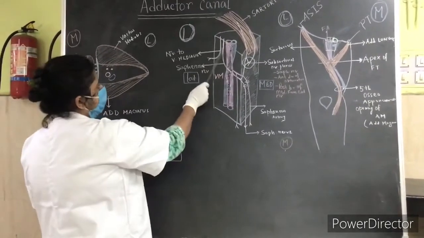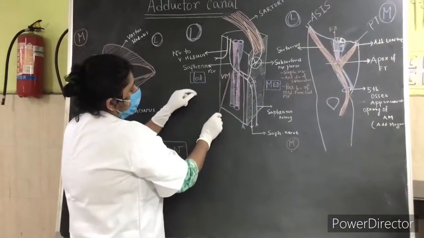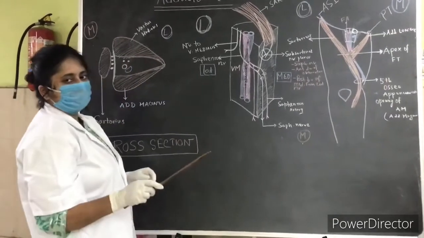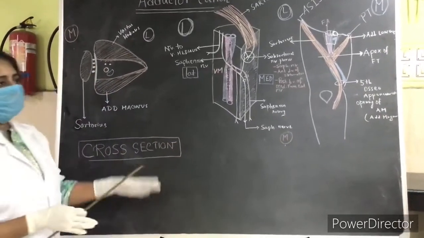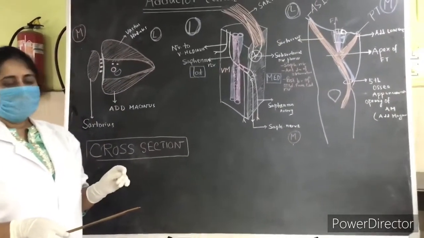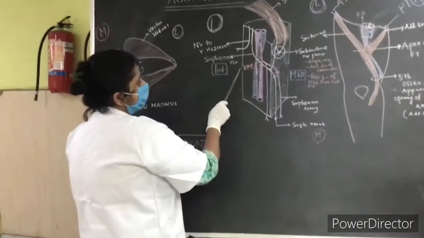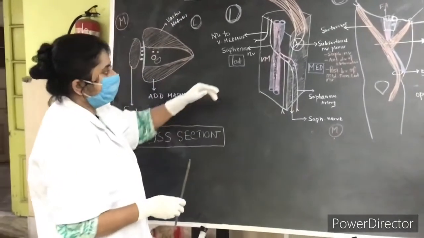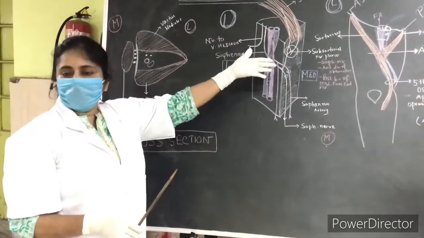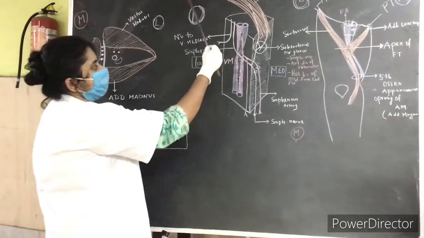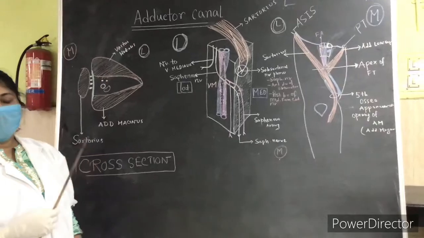Now coming to the anterolateral border. This part of the adductor canal is formed by the vastus medialis muscle. Vastus medialis is one muscle of the anterior compartment of the thigh, and it is one of the muscles of the quadriceps femoris. So the vastus medialis forms the anterolateral boundary of the adductor canal, and the floor, that is the posterior boundary, is formed in the upper part by the adductor longus muscle, in the lower part by the adductor magnus muscle.